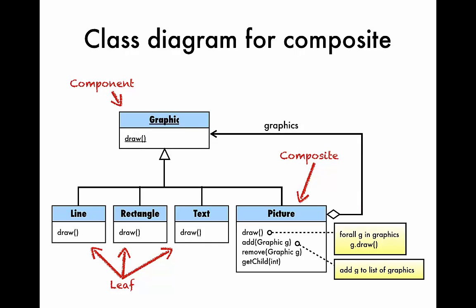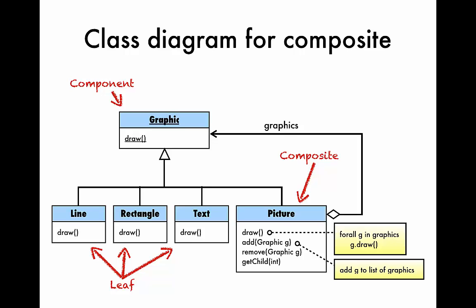Here's a class diagram for the composite pattern. This composite pattern is for an example that's similar to the PowerPoint one just described. An abstract graphic class has a draw method. The draw method is implemented by all subclasses. There are two kinds of subclasses: a composite class, picture, and various leaf classes. The leaf classes are line, rectangle, and text. All implement draw in their own way.